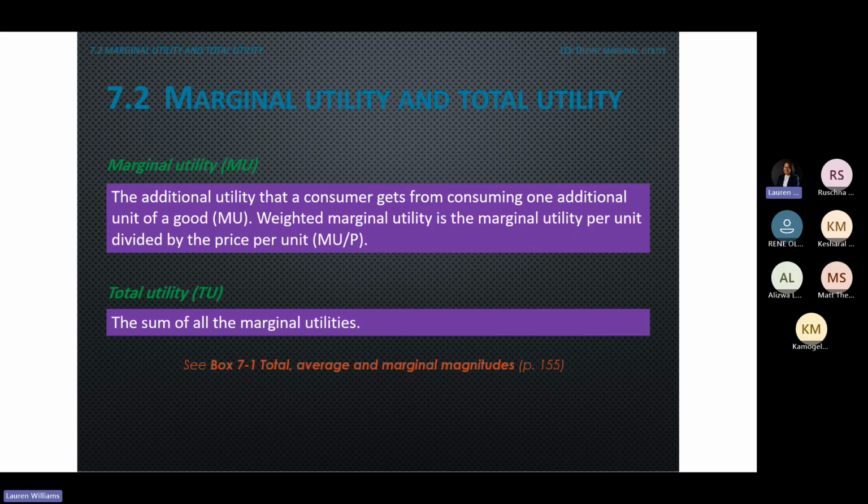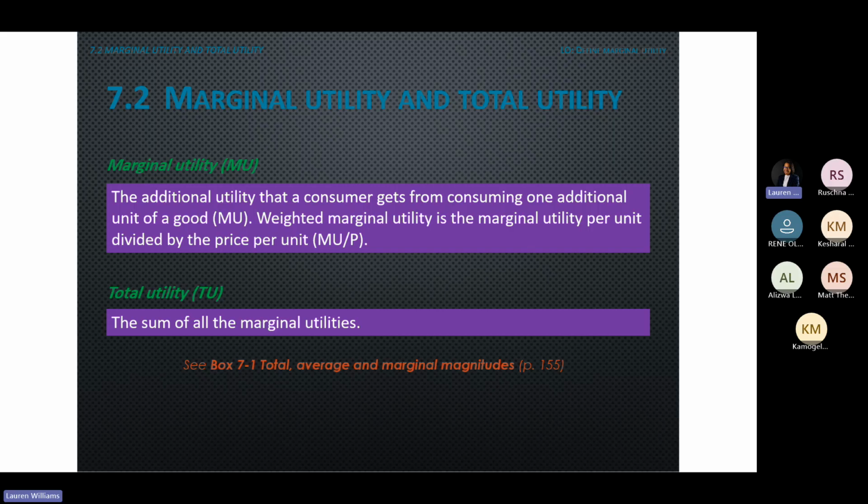Then we have the concept of marginal utility. Another way of saying marginal is additional. This concept of marginal becomes very important through the rest of the chapters. So marginal is the additional utility that consumers get from consuming one additional unit of a good. You can see they keep repeating the word additional the whole time.